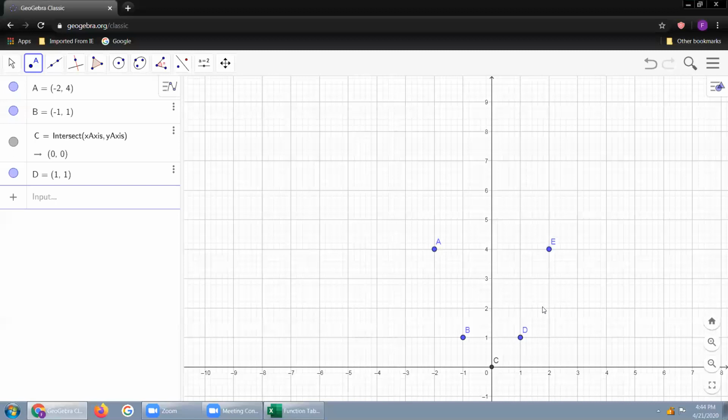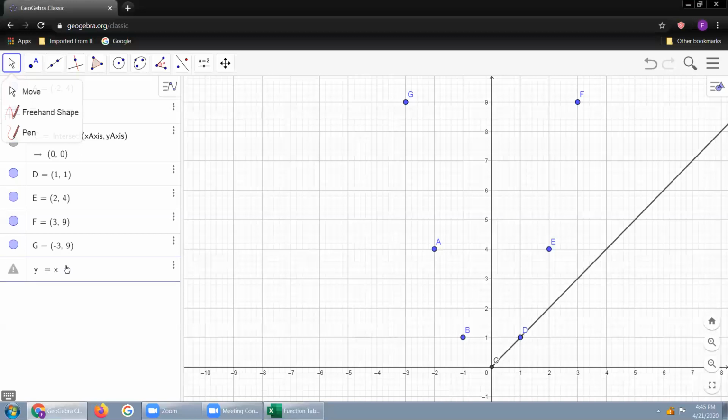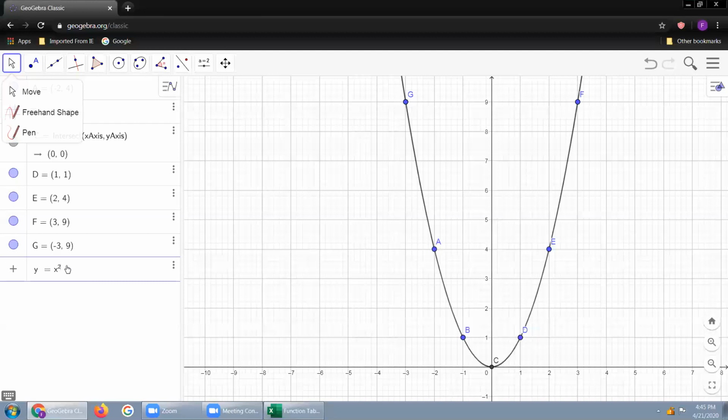And right now, it doesn't look like a big parabola, but we know that 3 to the second power is 9. So we're going to put that point in there, and then negative 3, once we multiply it times negative 3, is going to turn into a positive 9. So now let's input the formula. See if it does it for us. Y equals X to the second power, and boom, it hits all my points.